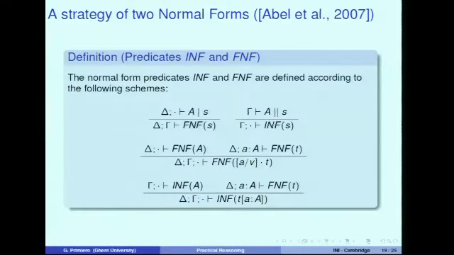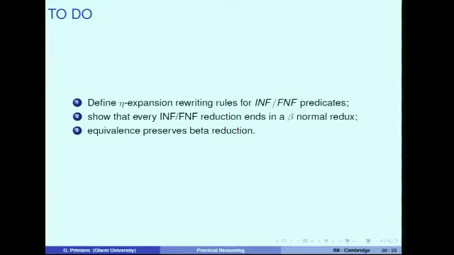So what we basically have to do is to define eta expansion as rewriting rules for the two normal forms, then show that every one of the two normal forms ends in a beta normal reduction, and show that equivalence preserves beta reduction. So basically once you get to the internal normal forms, you will always have a next step in the derivation that reduces to the full normal form.